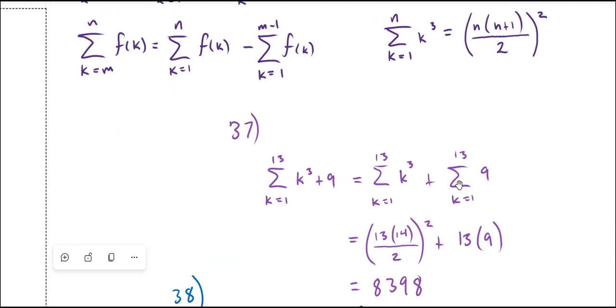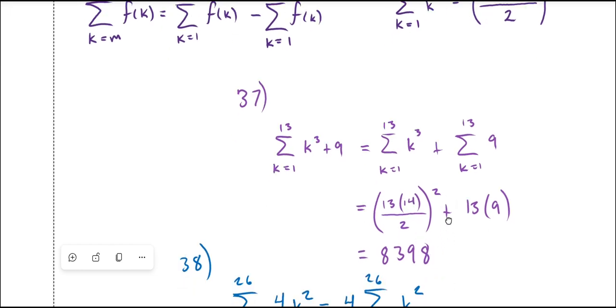Let's see how we could use these properties to answer the question. The linearity here would allow us to split this into two sums. Summing 9s from 1 to 13 is just 13 9s. This is just a product, 13 times 9. And then the cube function was n times n plus 1 over 2 squared, which gives us the same result as when we did it in the calculator.